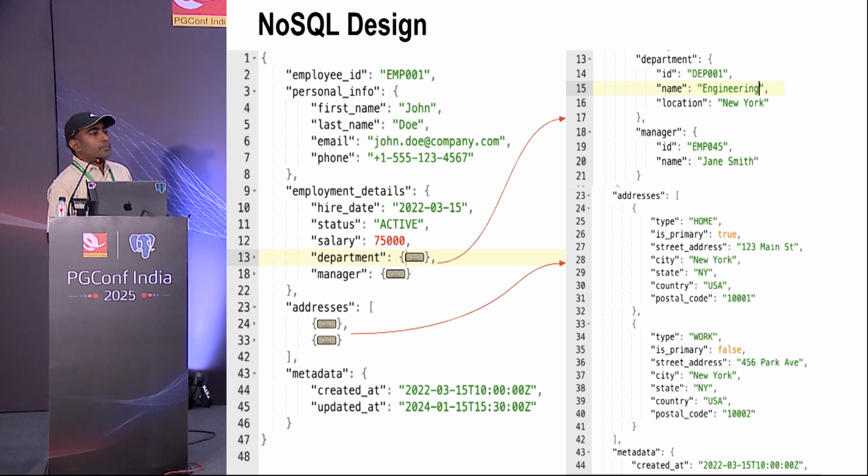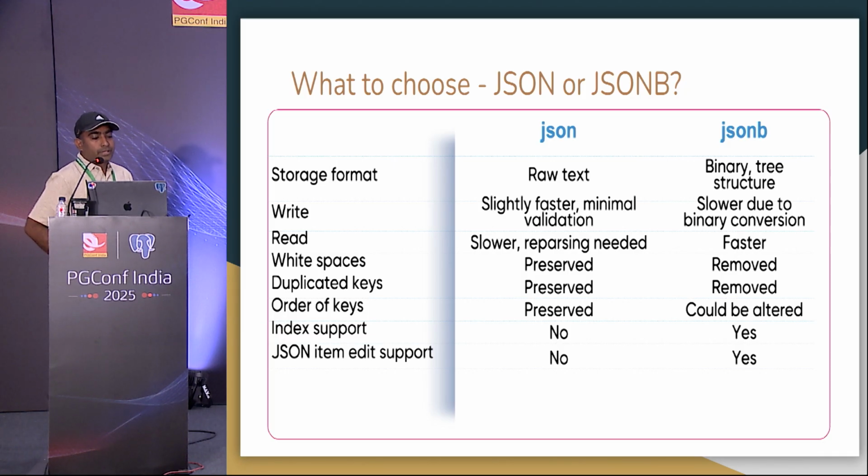JSONB is more like a binary format. It will compress the data in multiple blocks in a binary format, and it will get stored in the background. So here are the key differences in terms of storage, write, and read. For storage, as I said, JSON stores the data in raw format, whereas JSONB stores the data in a binary tree structure. It also applies a certain mechanism to store that, which is called TOAST, right?